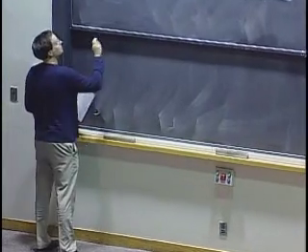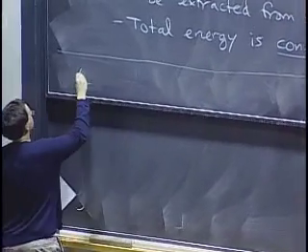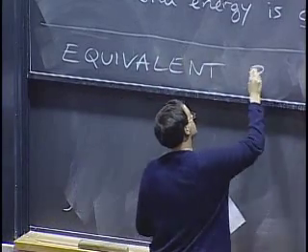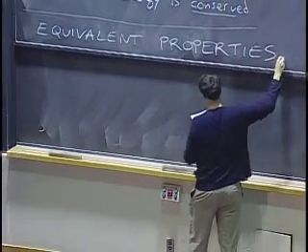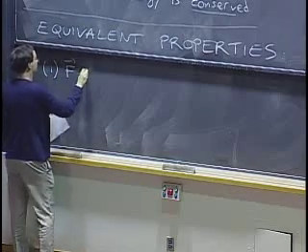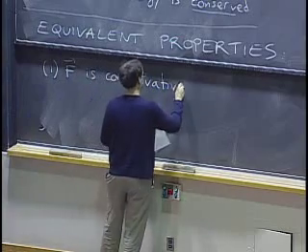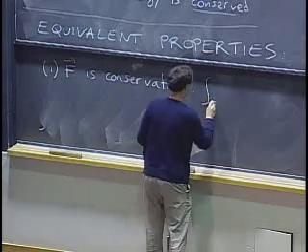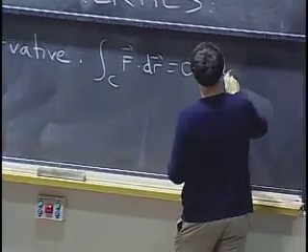Okay, so let's end with a recap of various equivalent properties. Okay, so the first property that I will have for a vector field is that it's conservative. To say that a vector field is conservative means that the line integral is 0 along any closed curve.